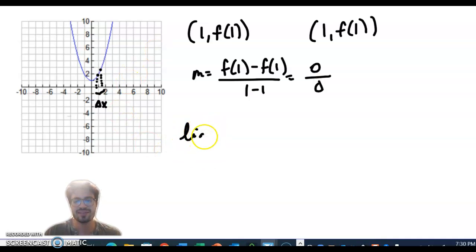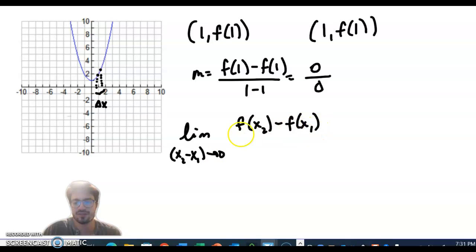So what can we actually do instead? We can take the limit. We can say we want this distance to approach 0, but never actually be 0. So what we'll say is we want the limit of x2 minus x1 to approach 0 of f of x2 minus f of x1 over x2 minus x1. And that is how we're going to get the limit statement that gives us our derivative.